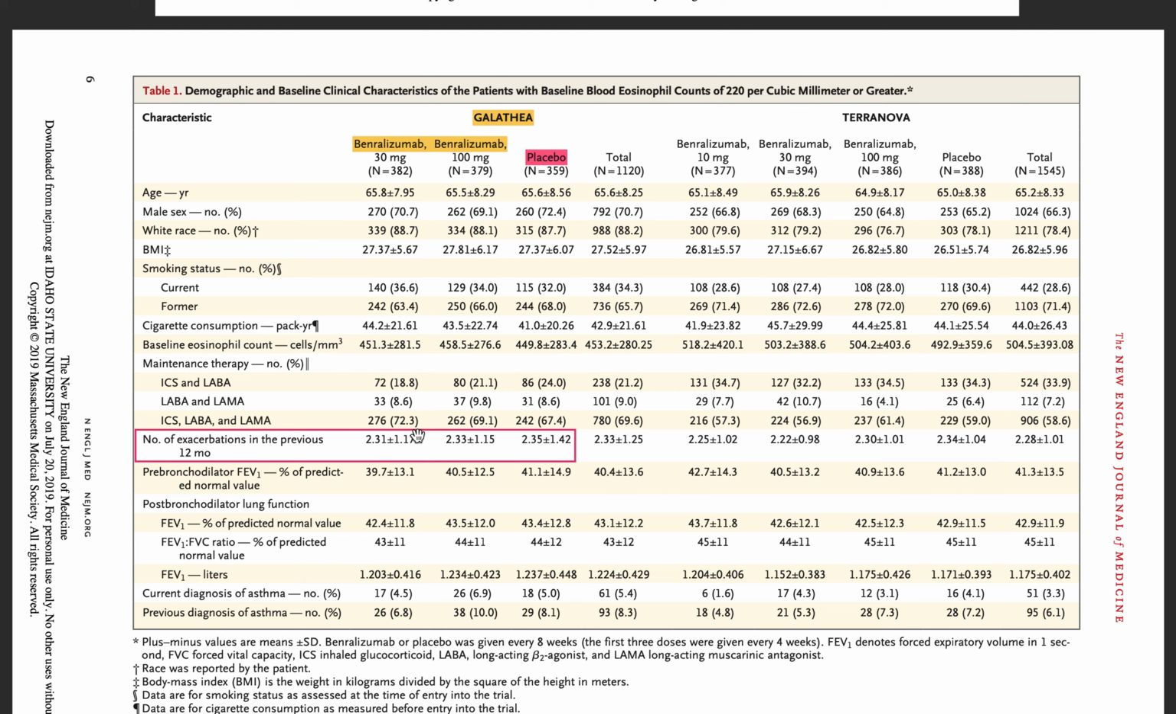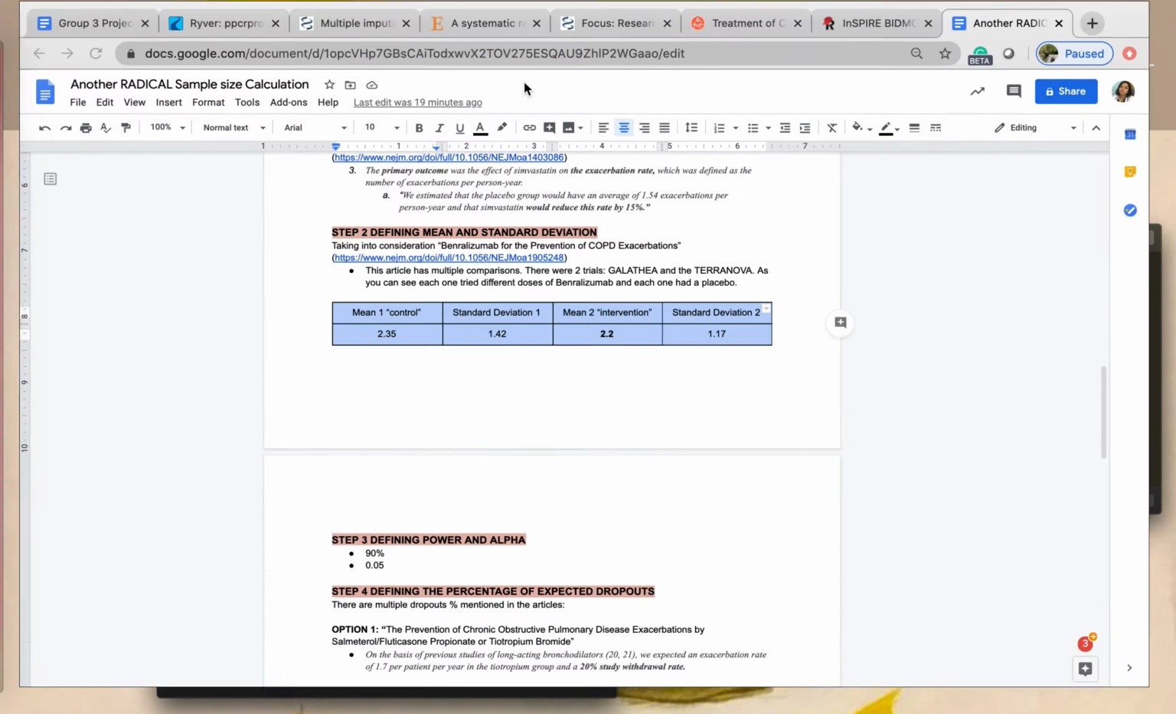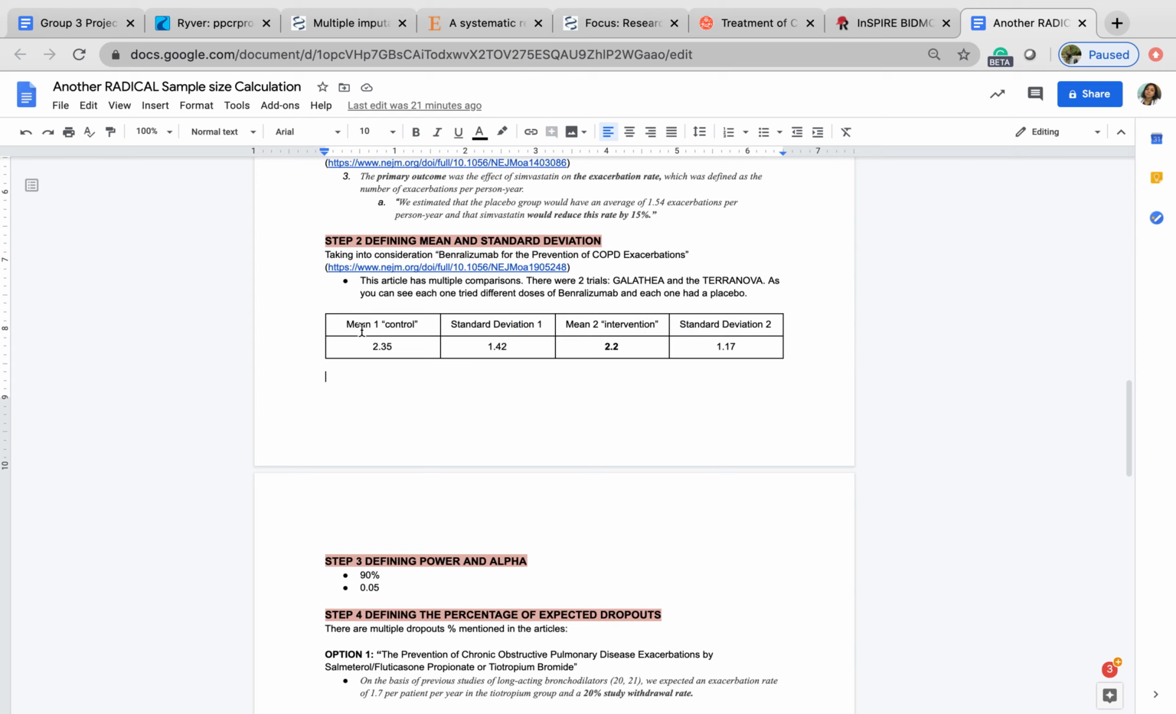And here we're only going to take their standard deviation, which is 1.17. We're not going to take the 2.31 because we want this mean to have a 15% reduction rate. So you're going to see what I did here. Their mean one, or control, is the one that they were stating, 2.35, and is the one of the placebo. And the standard deviation is the one that they mentioned.